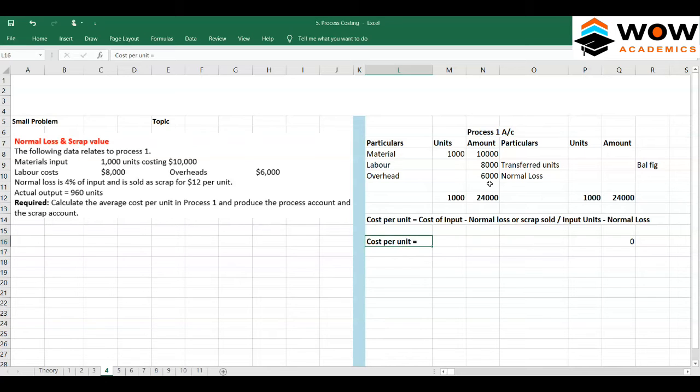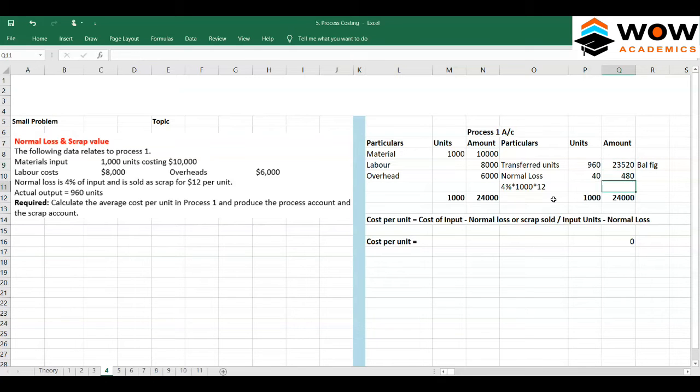So we'll start here. So the normal loss is going to be 4% of 1000 units. It's 40, and it could be sold for a rate of 12, and the balance would go to here. So it is 960 units. See, the 960 is the same number which they have mentioned. Even if they don't mention, you don't need to worry, you will still get the same transfer item only. So this is a balancing figure.